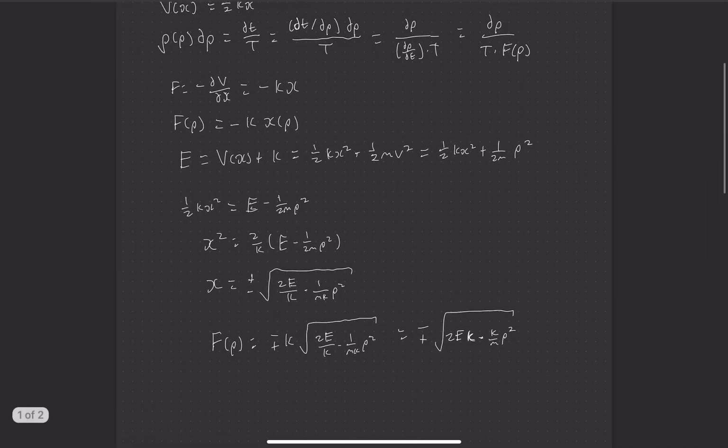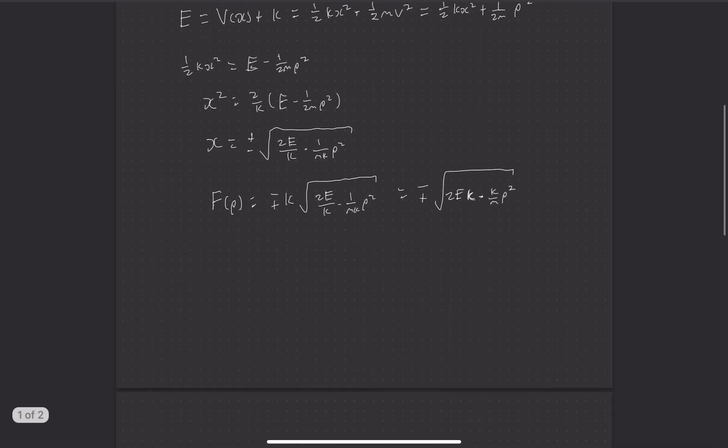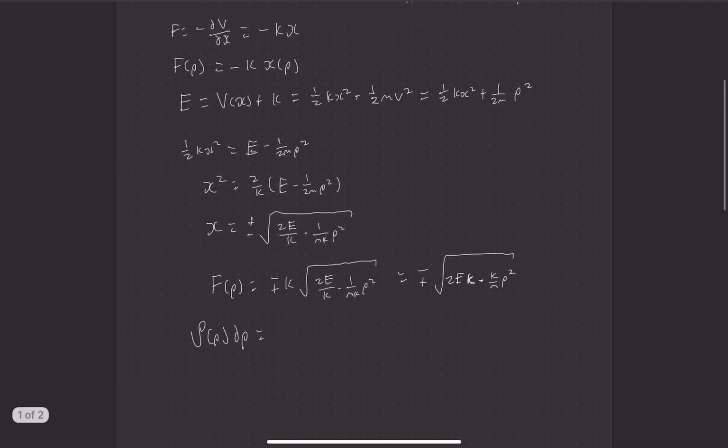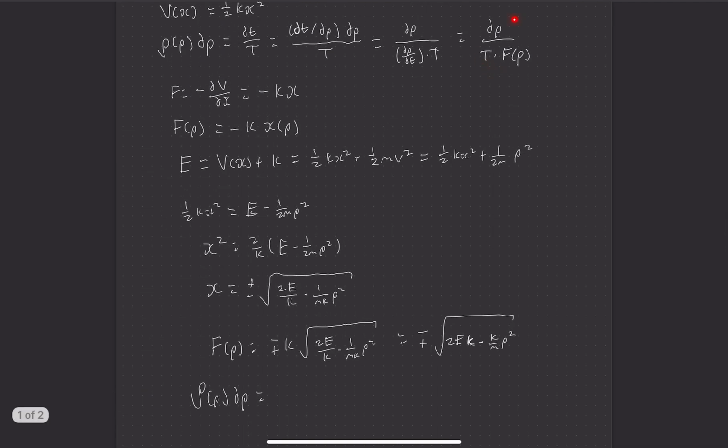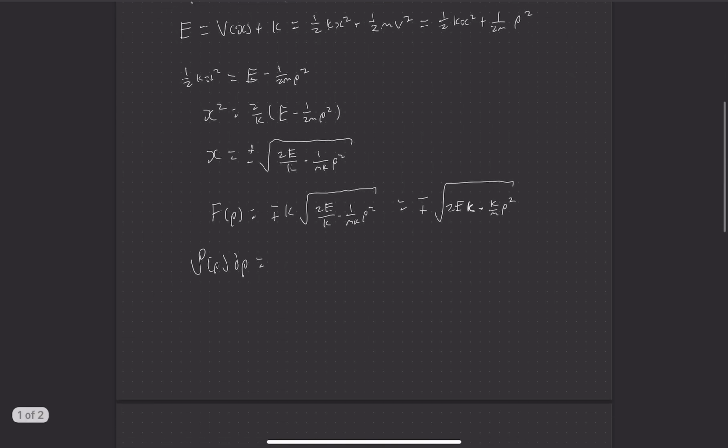So now we can have our probability function. We can say that the probability of p times dp is equal to, and if we look up here, it's equal to this, dp over f of p times t. And then we can rewrite this as dp over t times minus plus root of 2Ek minus k/m p squared.